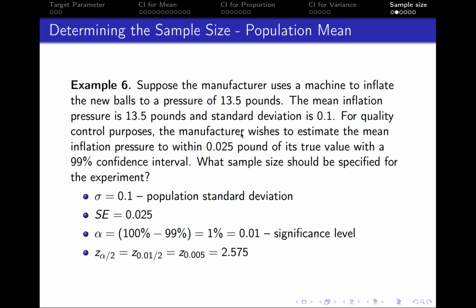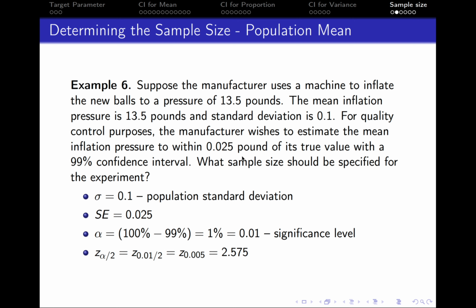So given this description, we can get the following information. So we know standard deviation 0.1, and it will be population standard deviation, because here we talk about all the balls that have been produced by the manufacturer. We also know the sampling error, which will be 0.025, because we know that the manufacturer doesn't want the mean inflation pressure to be outside 0.025 pound of its true value. So the error can be either plus minus this value of 0.025.